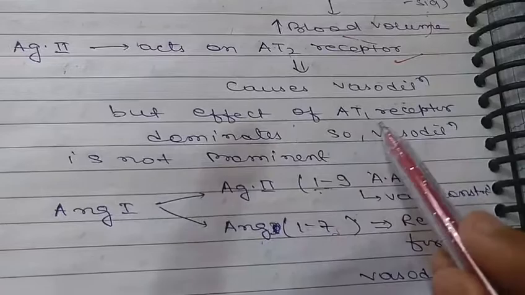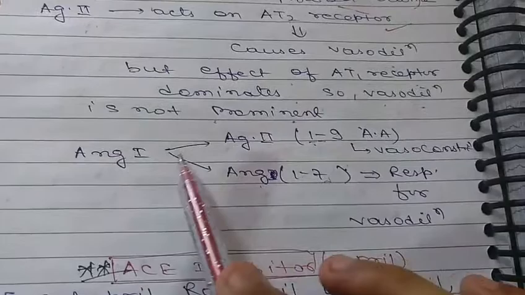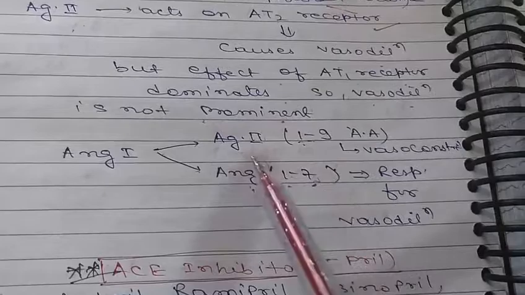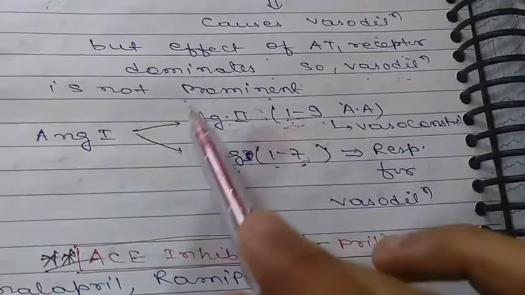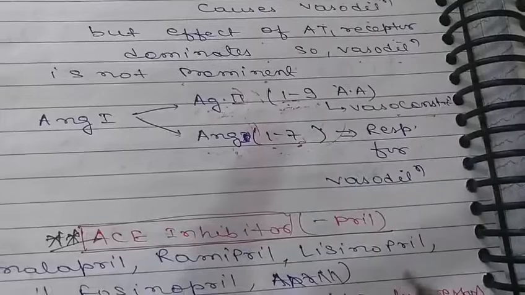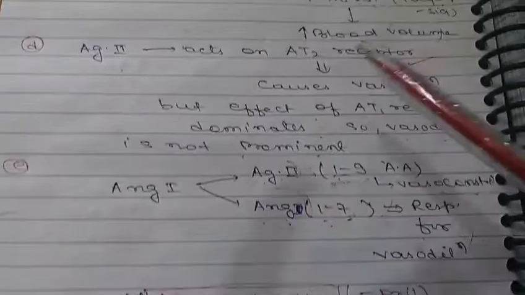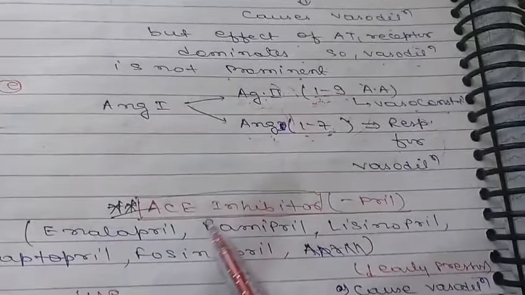Clear? Now angiotensin 1 is either converted into angiotensin 2 or converted into another form which has a 1 to 7 peptide, while angiotensin 2 generally has 1 to 9 amino acids, like this. Okay, so when angiotensin 2 works, then it leads to vasoconstriction. But when this 1 to 7 peptide containing angiotensin works, then it will lead to vasodilation. Clear? Now coming to the ACE inhibitors, we have discussed the functions on CNS, heart, kidney, smooth muscles. Okay, now we will move to the ACE inhibitors.